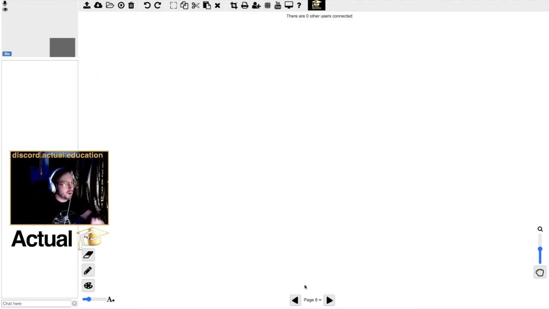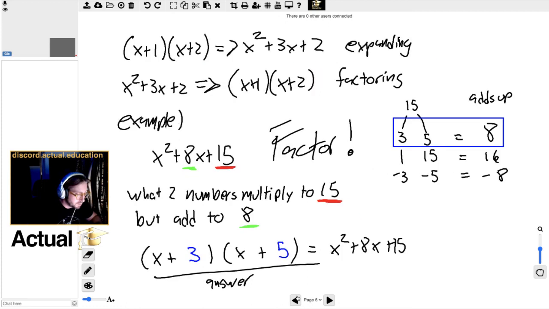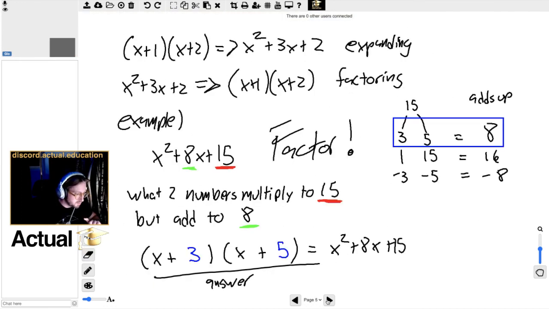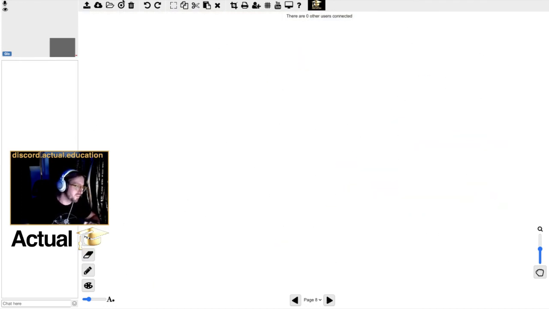Oh wait, she gives you this one? x squared minus 5x plus 3. Oh, actually, this one doesn't work. How would we do this one? This one actually isn't factorable. She gave you a trick question on this one. Because let's think about it.